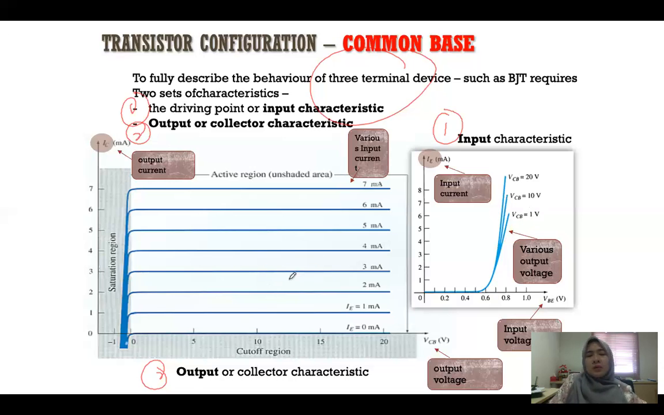While for the output or the collector characteristics, here it plots the IC with respect to the VCB. Okay, remember, emitter is the input, collector is the output. And you have various input currents, 7 milli, 6 milli, and so on. Input current is IE, because emitter is the input.